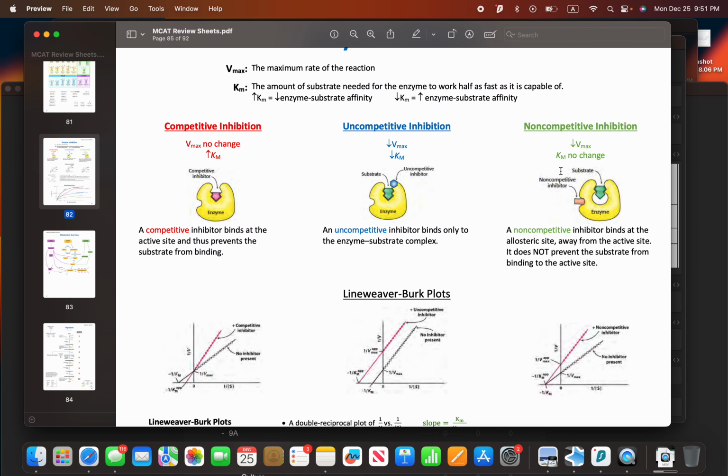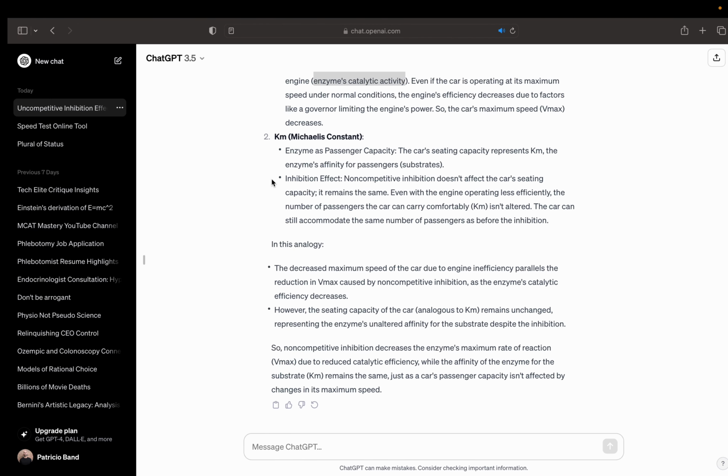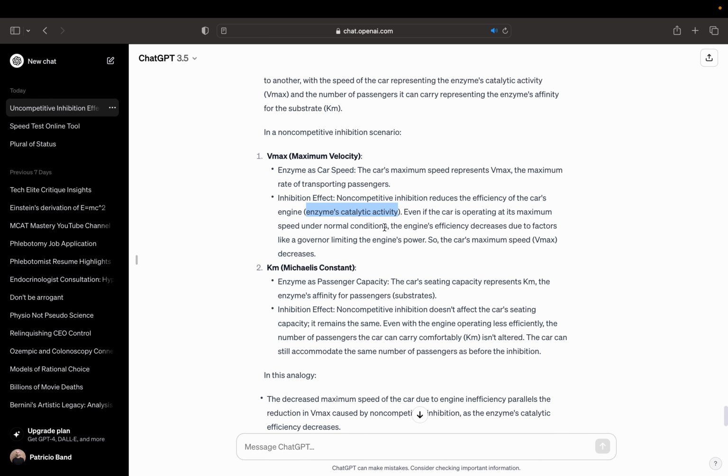So in non-competitive inhibition, we still have the reduced Vmax, and we need to keep in mind that Km is not changed. Another way to memorize it is that it is the opposite of competitive. So in competitive, the Vmax is not changed because you are not affecting the number of cars, right? The cars here for Vmax, we have the enzyme as car speed, like the speed of the cars or the number of cars going back and forth with empty seats.